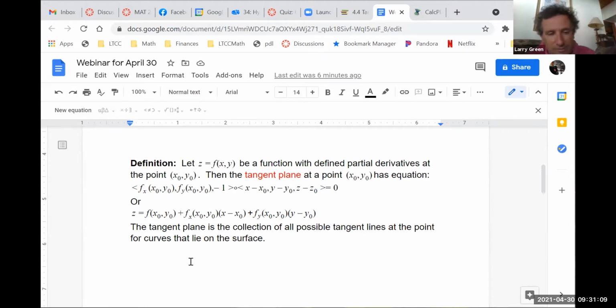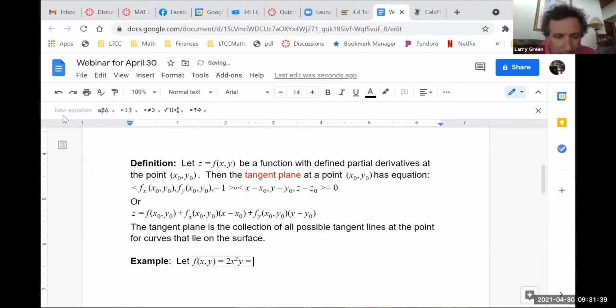So let's do an example. And the examples, again, they're not that deep. There's nothing special about them. But we should do an example, otherwise you may feel uncomfortable. So I don't know, how about let f of xy equal, how about 2x squared y minus y squared plus 4x.